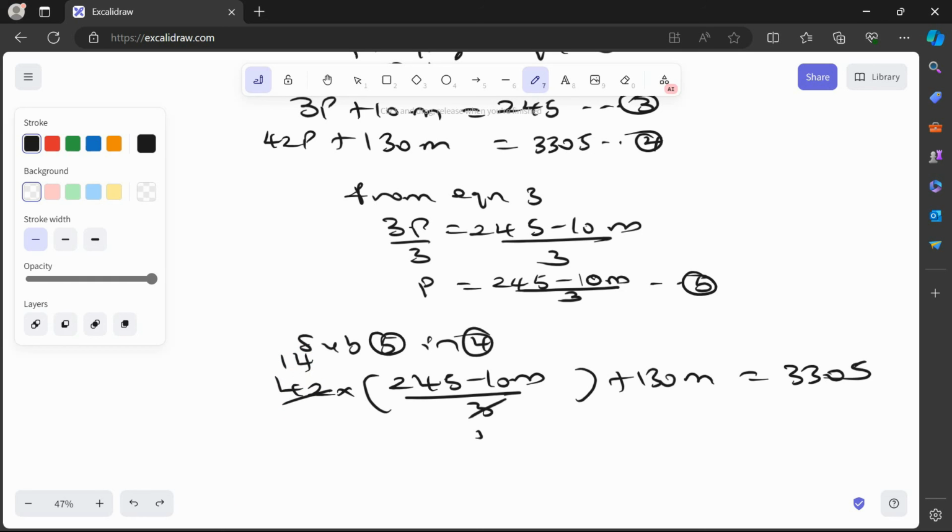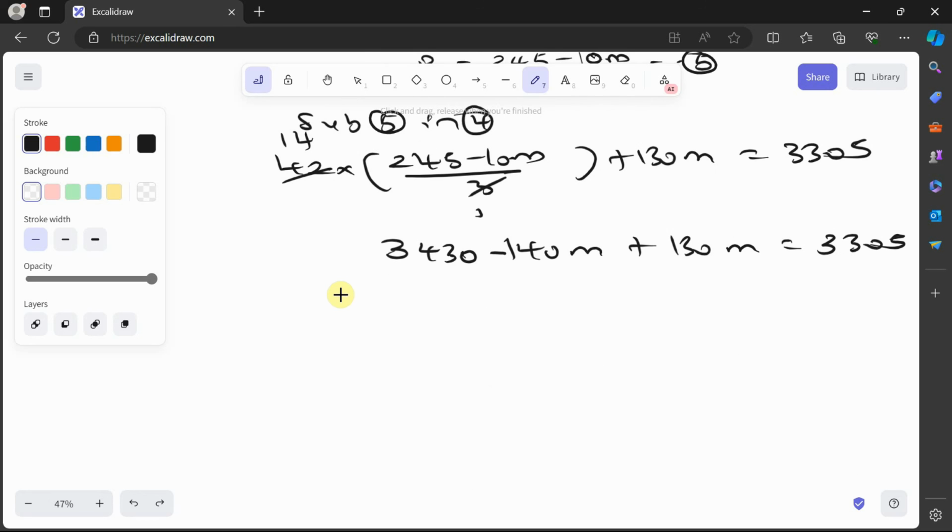And if I open the bracket, 14 times 245 would give me 3430 minus 14 times 10, that will give me 140m plus 130m is equal to 3305. I know the question is a bit complex, but it is what it is. So this 3430 minus 140m plus 130m would give me minus 10m is equal to 3305.